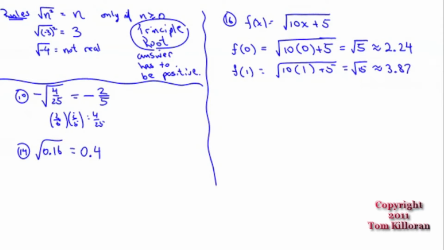If you can find a perfect square root that's close to it, you can at least get an approximate idea of what it's equal to. Doesn't always work, but you can get a good feel for some of these numbers. F of 2. So let's see here. The square root of 10 times 2 plus 5. And this one's nice.